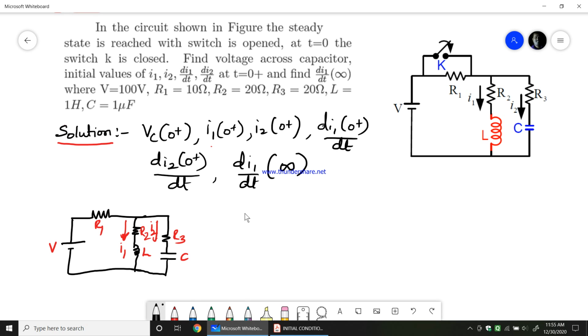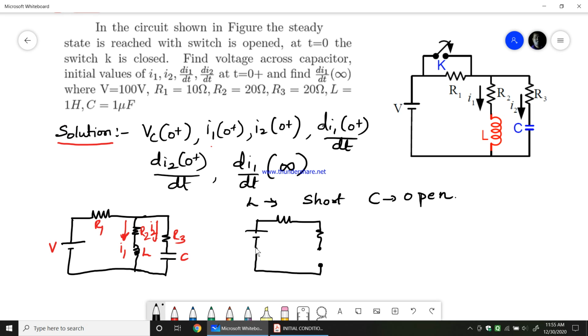Now when the switch is open, the circuit is under steady state. Therefore, in steady state, the inductor L will behave as short, whereas the capacitor will behave as open. The inductor will behave as short, whereas the capacitor behaves as open when the steady state is arrived. Therefore, the circuit will now be in this way. So inductor will be short where the capacitor will be open.